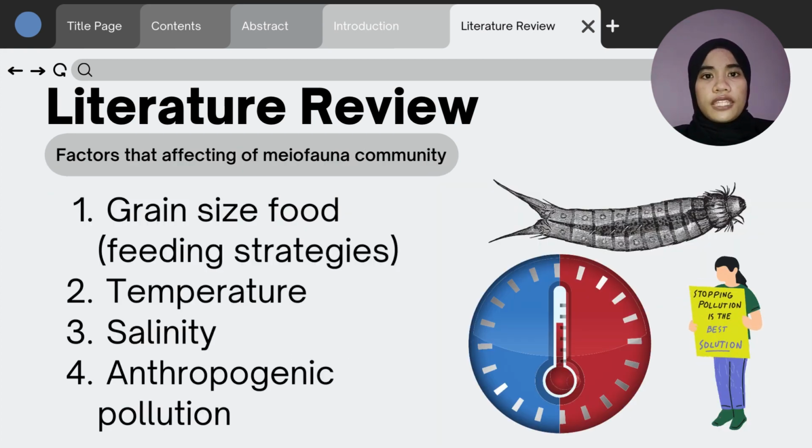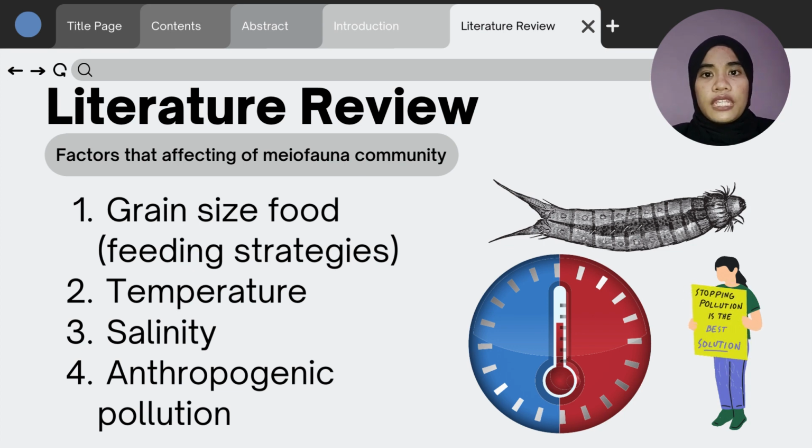Next, the factors affecting the meiofauna community in the mangrove region. First, grain size, food, or feeding strategies. The size of sediment grain is a significant element influencing the quantity and composition of meiofauna. According to Corridal-Desi 2018, the porosity, permeability, and salinity gradients are determined by differences in sediment particle size.